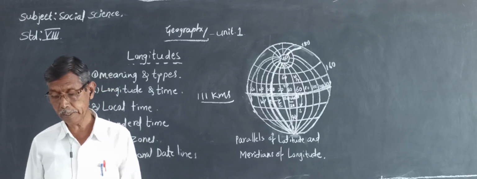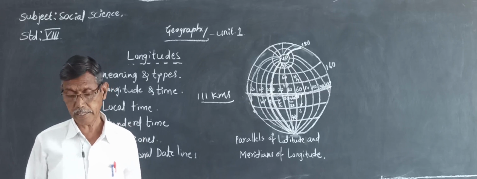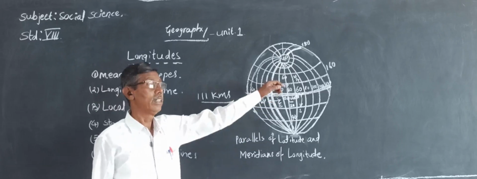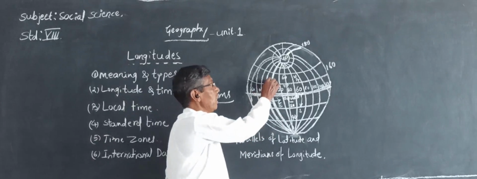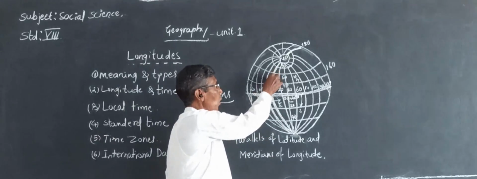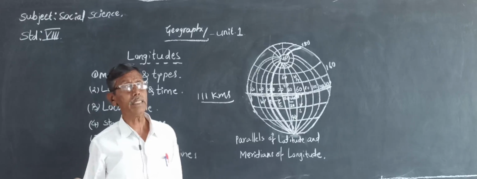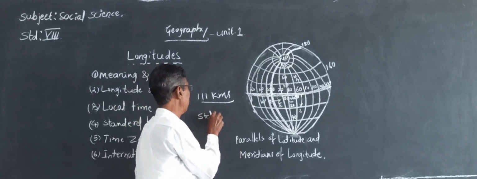This uniform time which is followed throughout the country is called the standard time of that country. The country follows the time of the meridian where the important city is located, and that time is called the standard time.